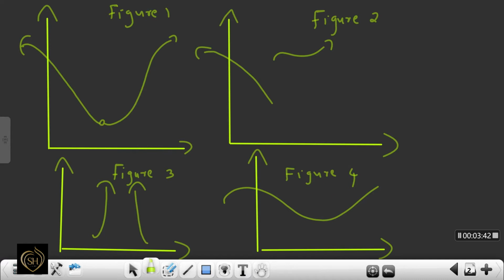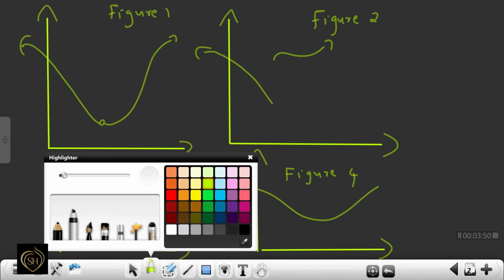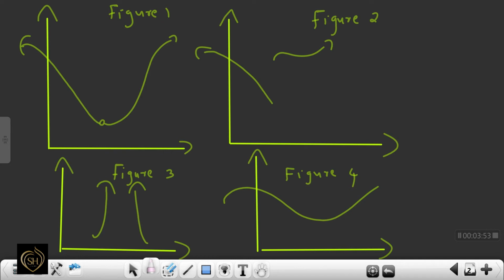I have 4 graphs illustrated in front of you. The first one was running quite smooth until it had this loop in the middle. This one is completely disjoint. These are approaching towards infinity and are totally disjoint. Fourth one is smooth. Now let's try to go deep into each of these graphs and come up with the definition of continuity.